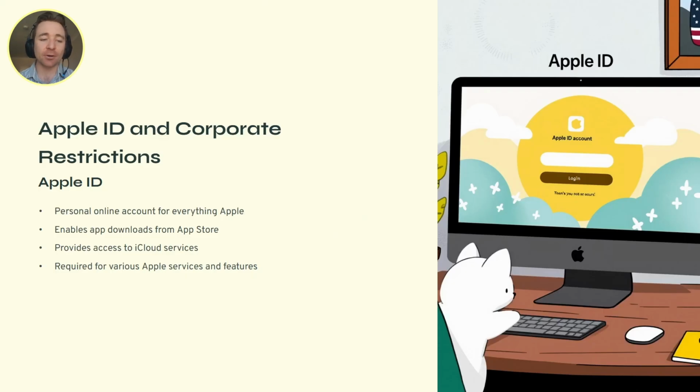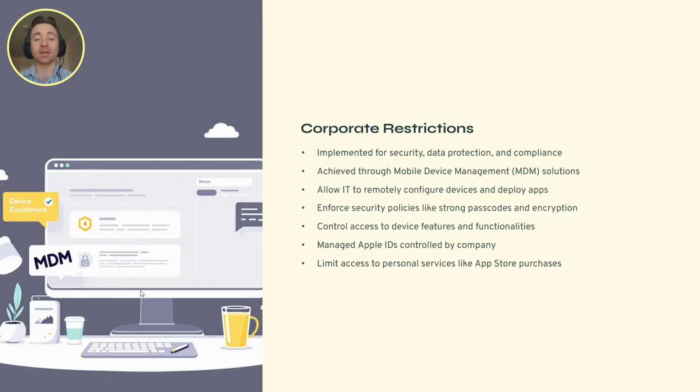Now, Apple ID and corporate restrictions. What is Apple ID? It is a personal online account for everything Apple. It enables app downloads from the App Store, provides access to iCloud services, and is required for various Apple services and features. Corporate restrictions. What does this refer to?